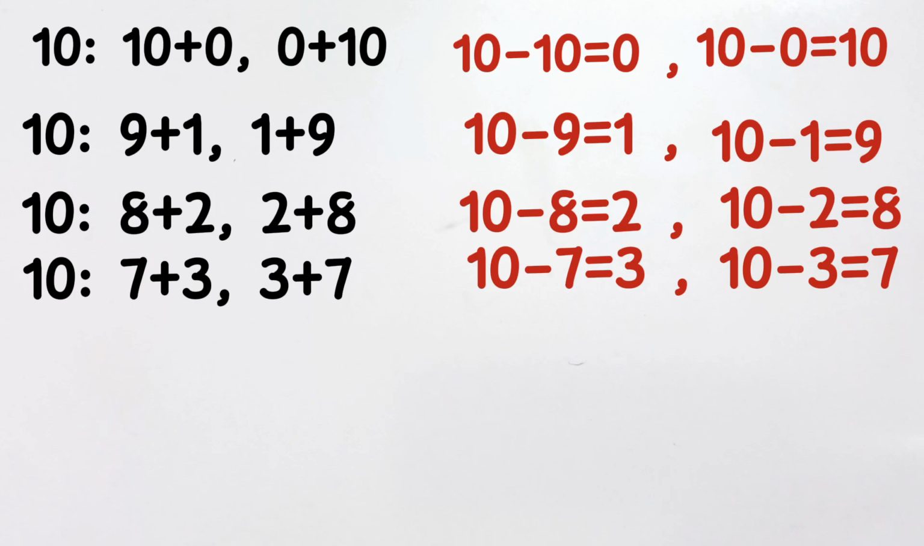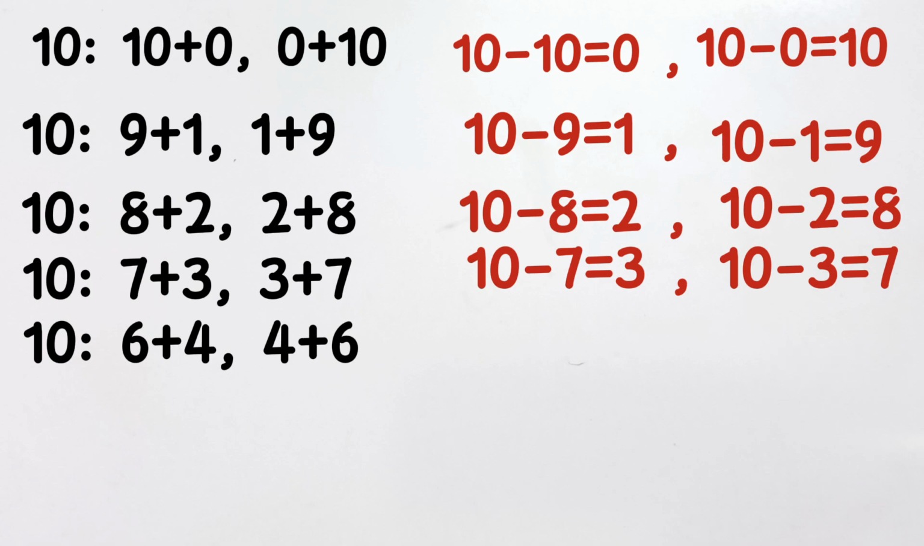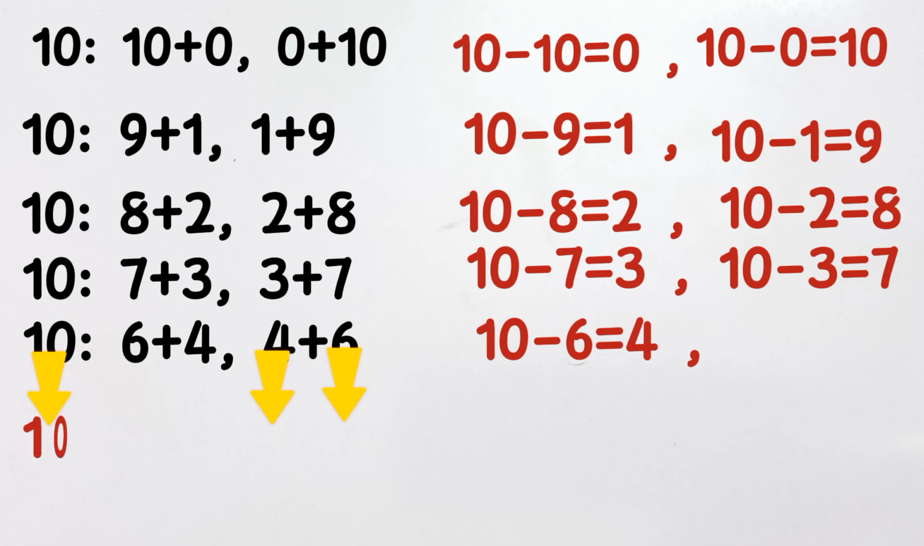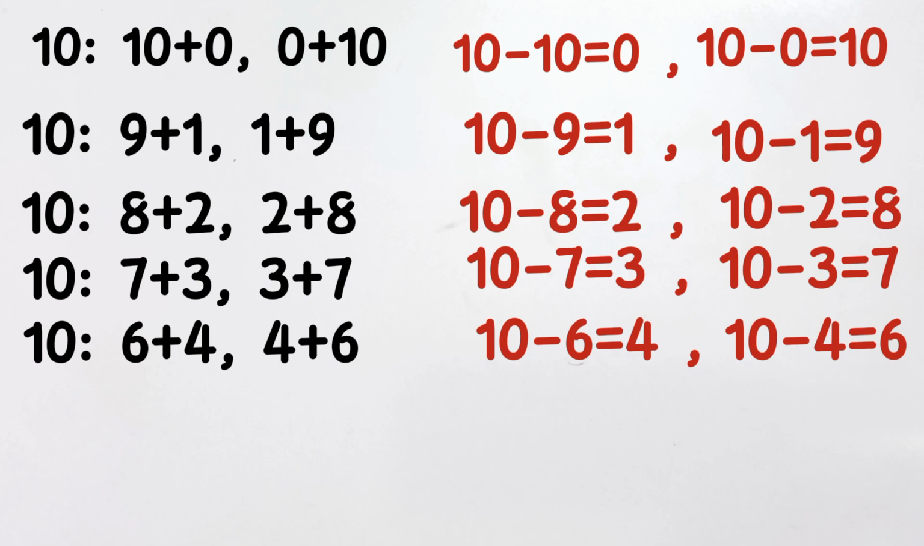Let us consider the next number bond of 10, 6 plus 4 and 4 plus 6. If we subtract one number of this addition pair from 10, the answer is the other number. 10 minus 6 equals 4 and 10 minus 4 equals 6. Now, knowing that 6 and 4 are an addition pair means that we also know that 10 minus 6 equals 4 and 10 minus 4 equals 6.